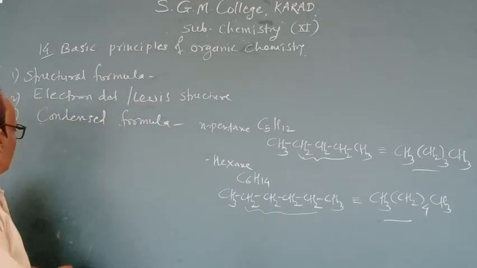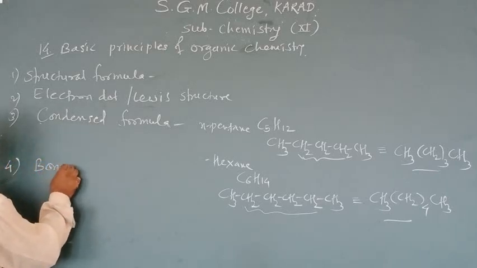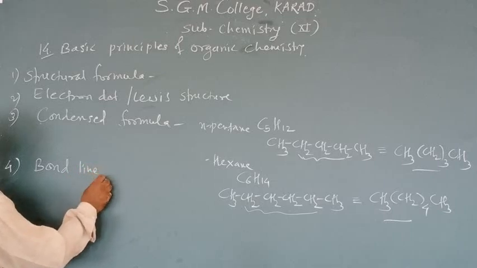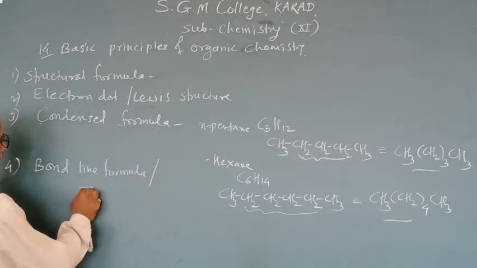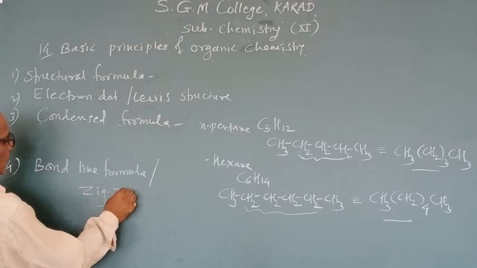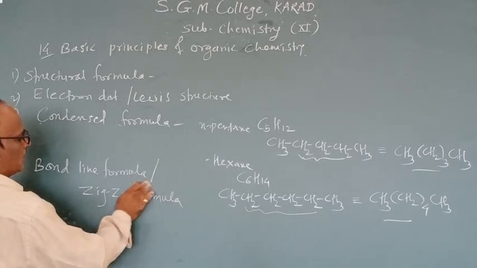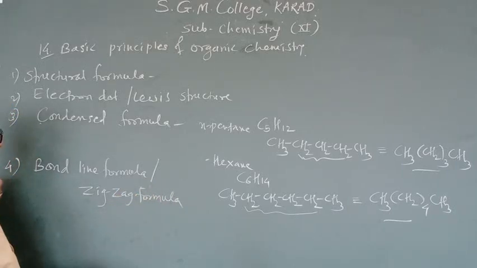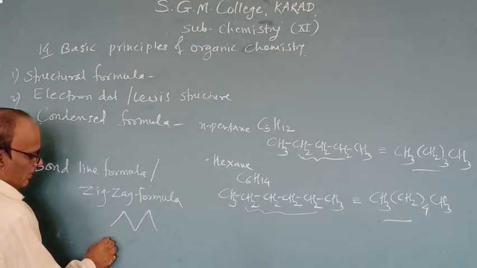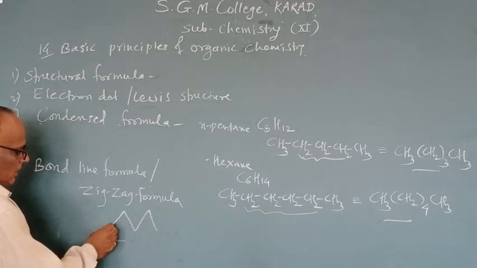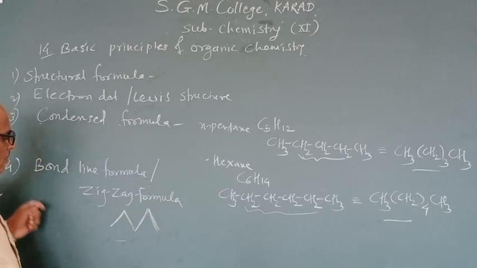Then the next formula we have to study is the bond line formula, also called the zigzag formula. Zigzag means it is shown like this, zigzag. The line cannot be drawn straight. So this line is a zigzag. Therefore this formula is called a zigzag formula.